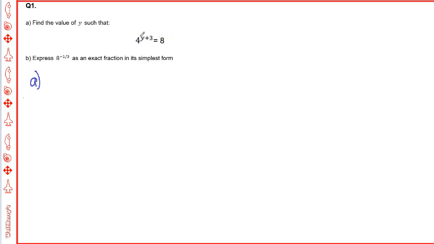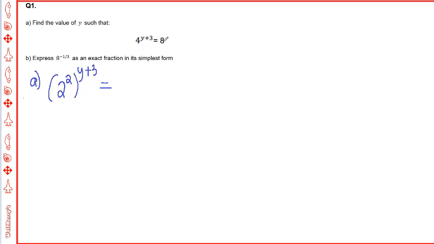So let's go ahead and start by looking at this side here. Another way of writing 4 is 2 to the power 2. So we have 2 to the power 2 all to the power y plus 3. So this is the same as this. Nothing's changed. Instead of 4, we have 2 to the power 2.